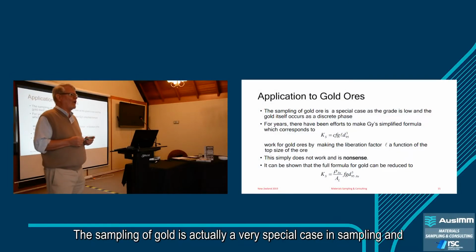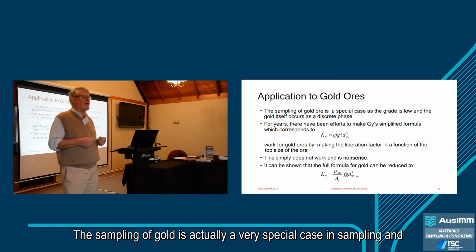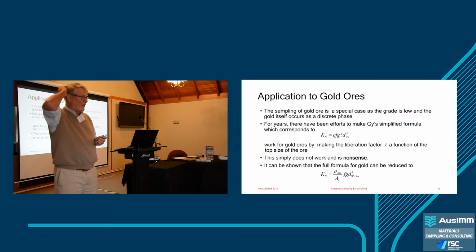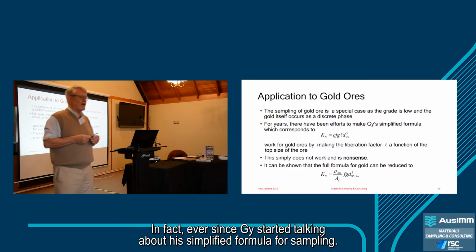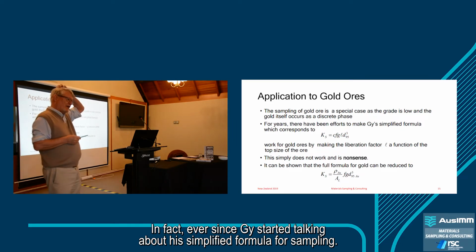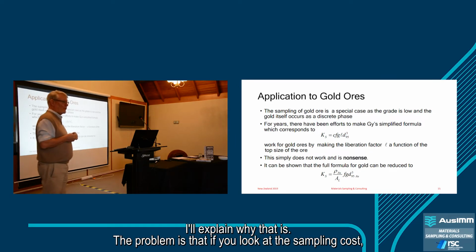The sampling of gold is actually a very special case in sampling, and it's one that has caused people grief for 20 or 30 or 40 years. In fact, ever since Geoff started talking about his simplified formula for sampling, the business of figuring out how to sample gold has caused a lot of grief. And I'll explain why that is.